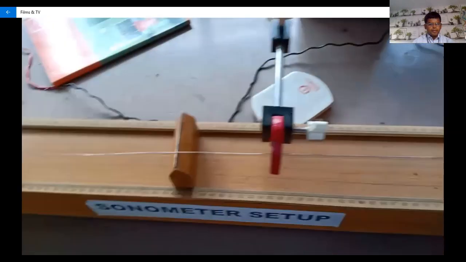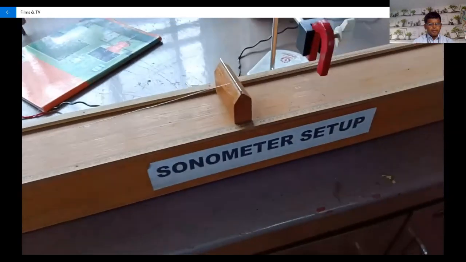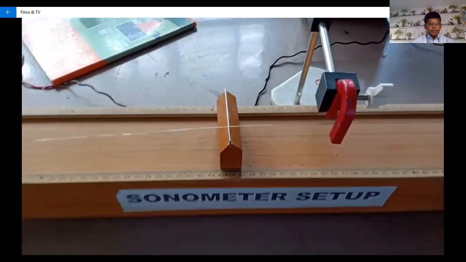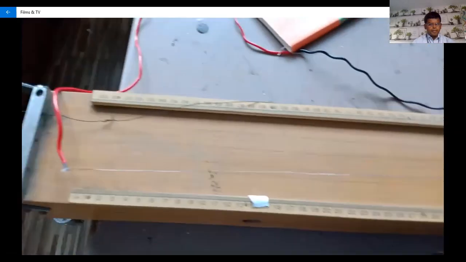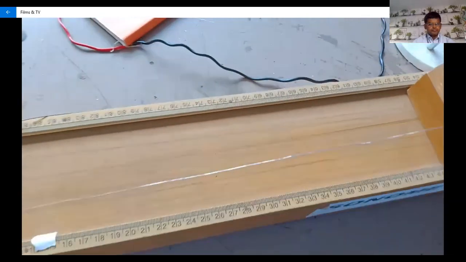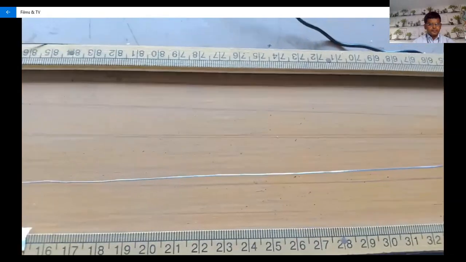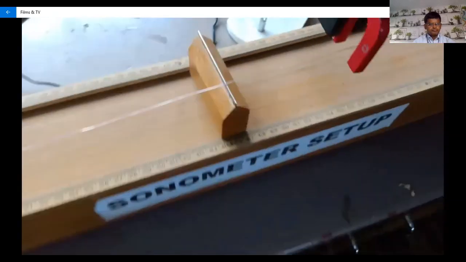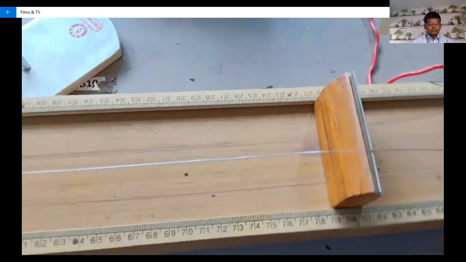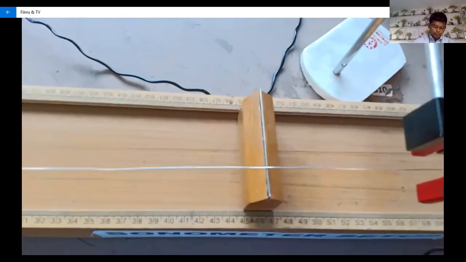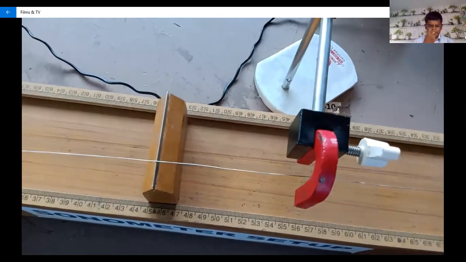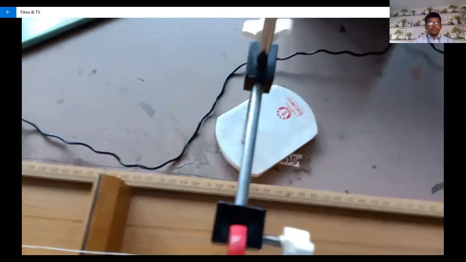Now again we show one sonometer setup, like the one we showed last year. It is a wooden box with two scales, starting from 0 up to 100 centimeter. You can see one wire attached here. Today there are two supporters, supporter number 1 and supporter number 2, because with the help of the supporters we find the length of the wire.